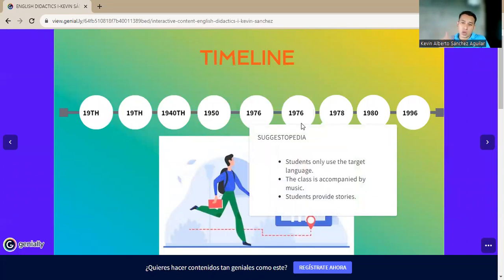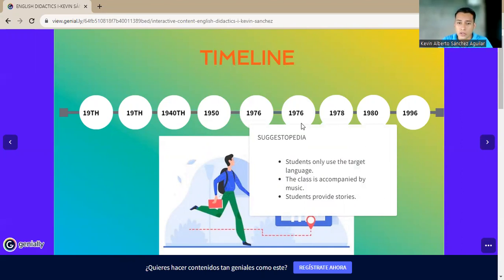After the silent method, we have suggestopedia. So this is another interesting method that we have. For example, students only use the target language. As you know, most of the methods request the student to use only the target language and no mother tongue in the classroom. It really makes sense, right? Because they are learning another language, that is why they should be using another language, not the mother tongue.